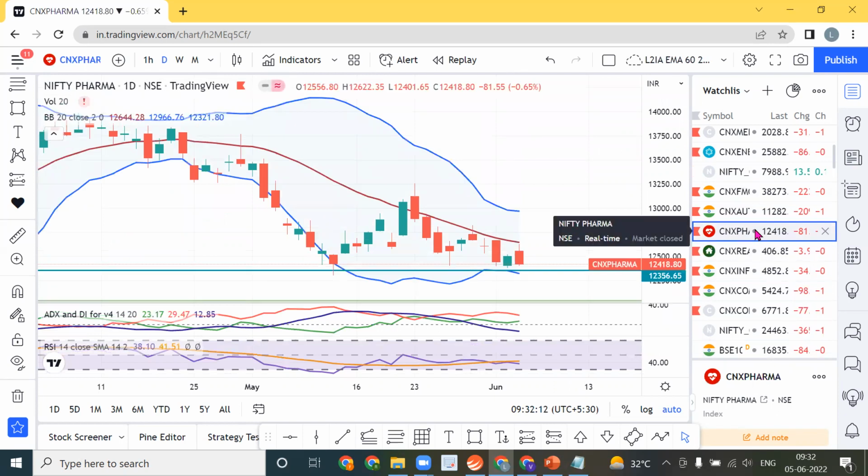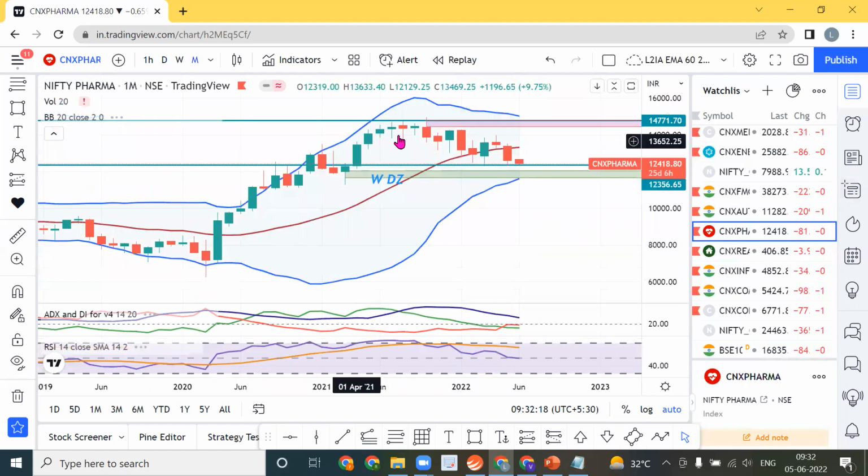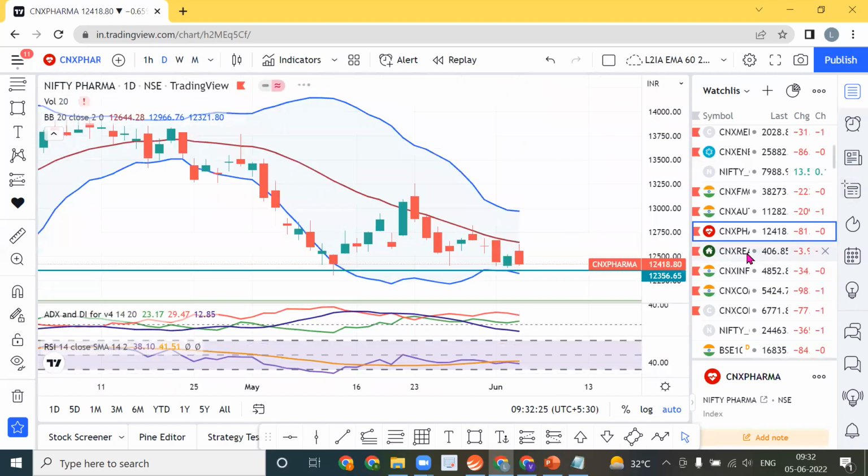Pharma is going down. This month of May was very bad for the pharma. If you see the pharma index in the monthly index, it has gone down tremendously. Pharma has gone down very badly.